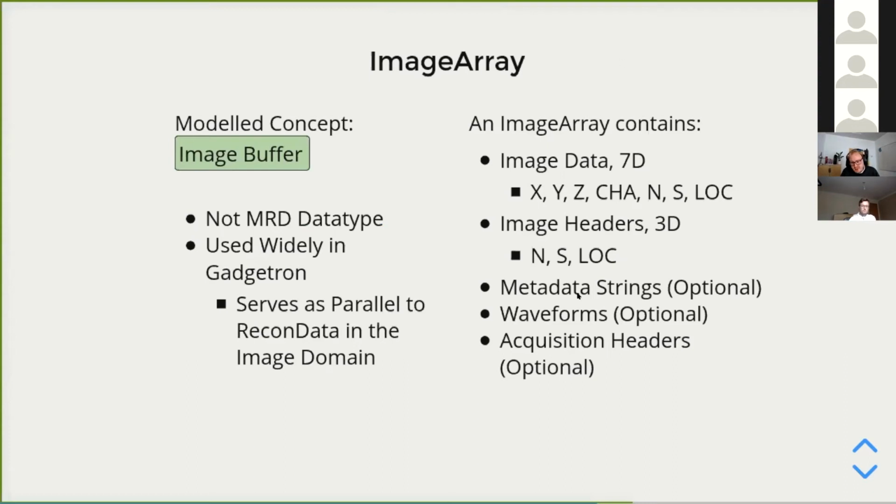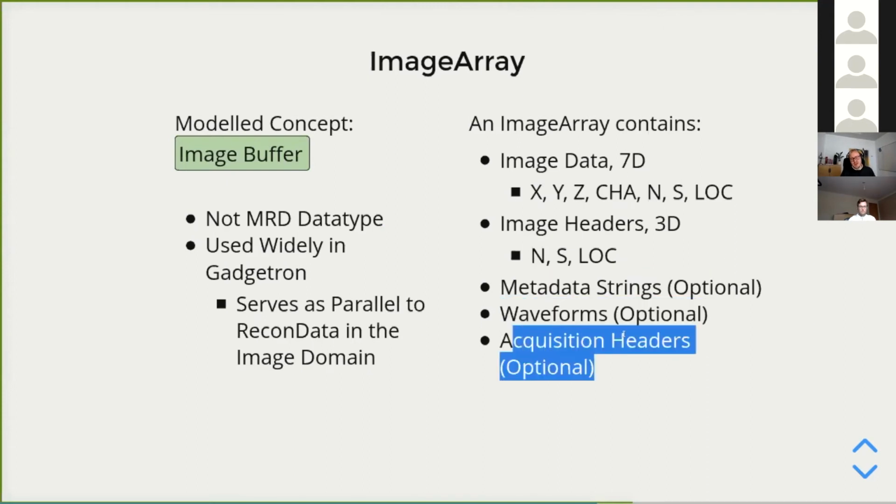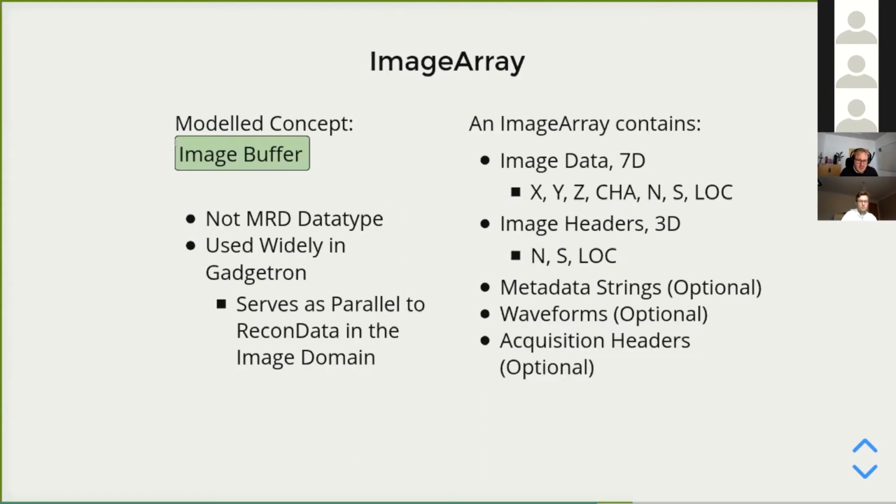In an image array, there's also an array of image headers. An image is like the first 4 dimensions, so there's an image header for each image, basically. There might also be some metadata strings and some waveforms, like a lot of stuff. So it will contain maybe acquisition headers, so you know which acquisitions went into producing your image data. There could be some waveforms. It could be a lot of things in the image array type. Conceptually, it's just a buffer of image data.